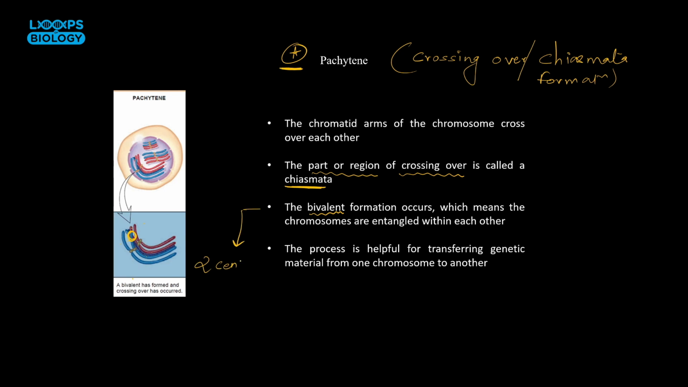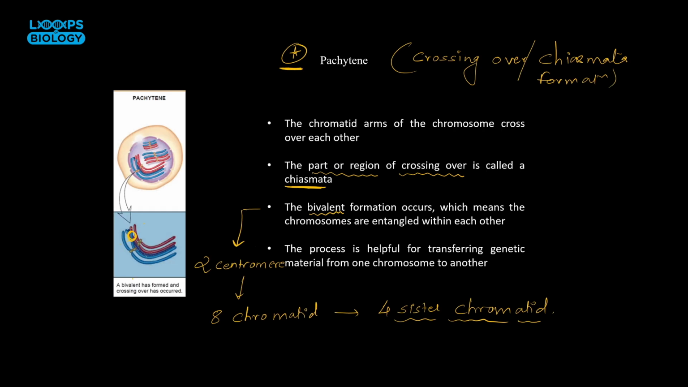There are 2 centromeres, but there are 8 chromatid arms. That means there are a total of 4 sister chromatids. You should be very good with this particular concept. Alright, now the process is helpful.